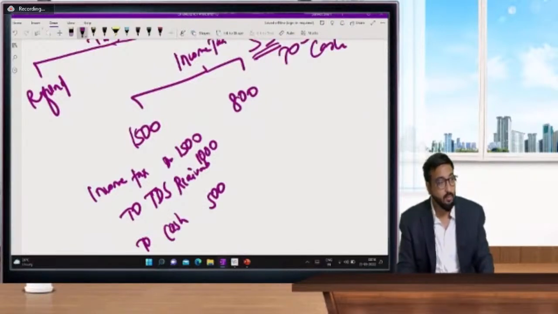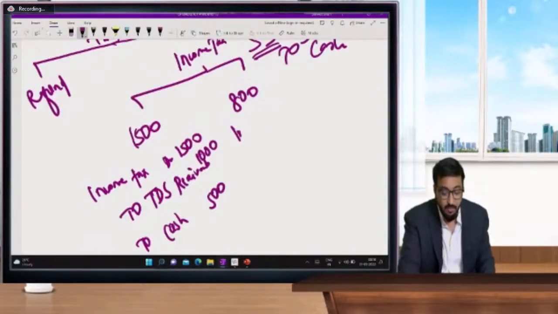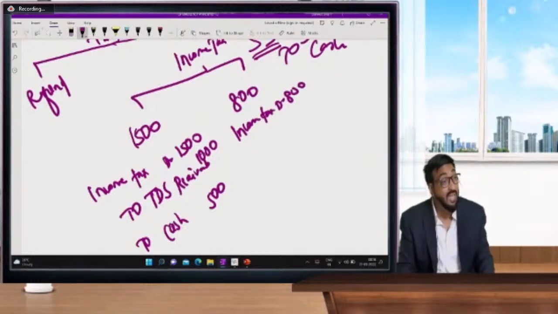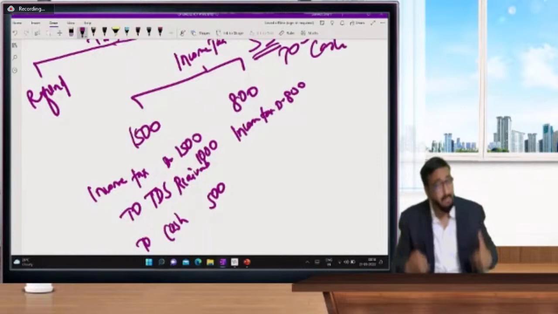Got the concept of TDS? Now 800. What is my expenditure? 800. How much I will adjust? अरे 800 रे, 800 I will adjust. 200 I will claim refund.